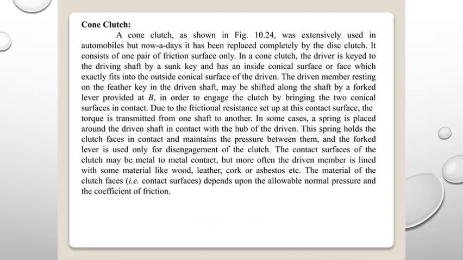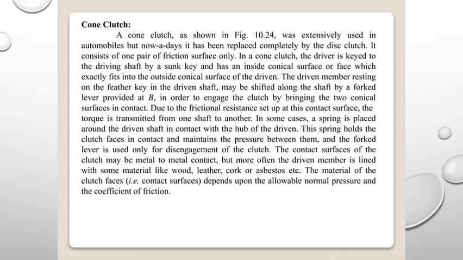Next one is cone clutch. It was extensively used in automobiles, but nowadays it has been completely replaced by the disc clutch. It consists of one pair of friction surfaces only. In the cone clutch, the driver is keyed to the driving shaft, and the inside conical surface fits exactly into the outside. The driving member rests on a feather key on the driven shaft. Due to the frictional resistance at the contact surfaces, the torque is transmitted from one shaft to another.